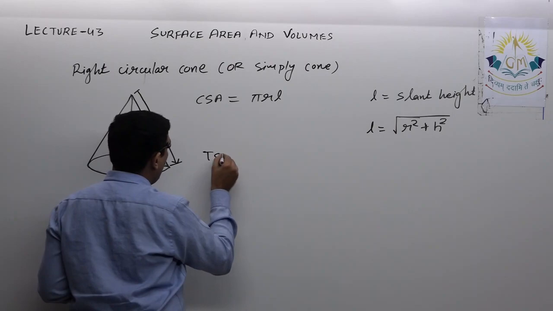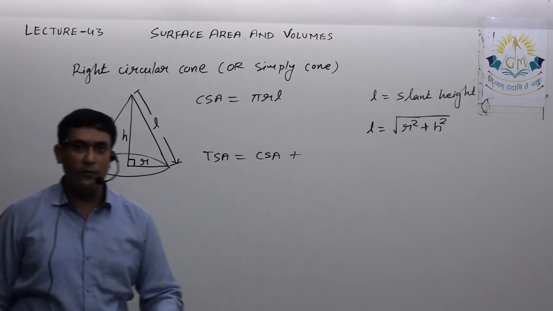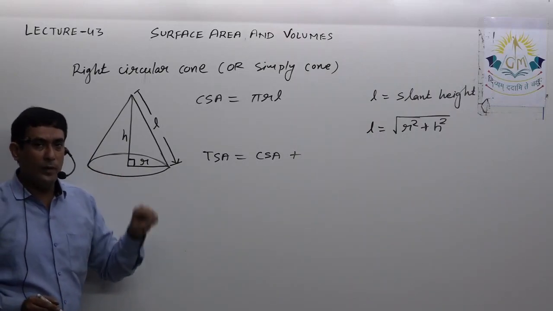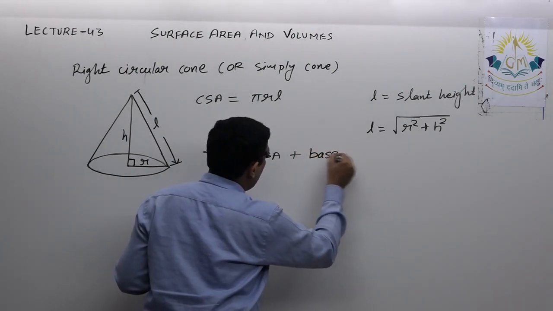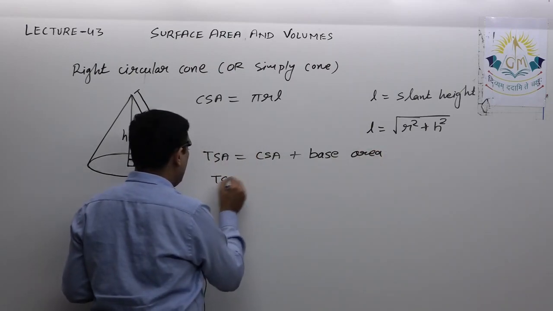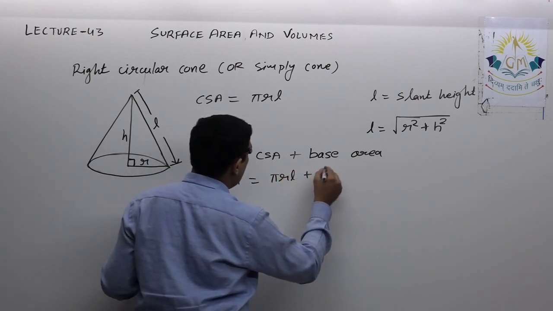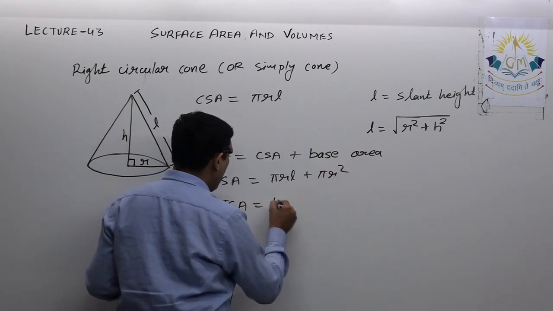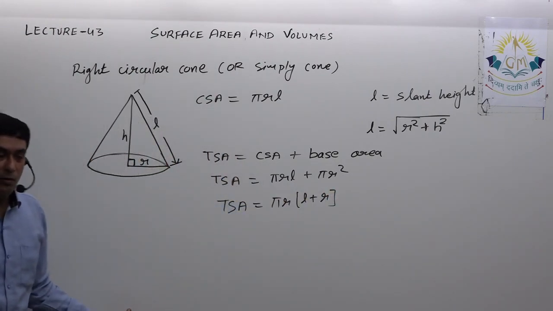Now we know total surface area is CSA plus the area of any flat surface if there is. Here you can see there is a flat surface in the shape of a circle, and its area is pi r square. So CSA plus base area, and the base is circular, so TSA is pi r L plus pi r square. Now I can take pi r common, so pi r (L plus r). This is the total surface area of cone.